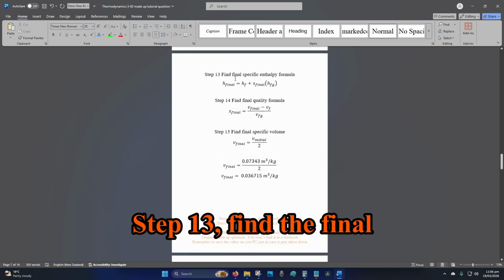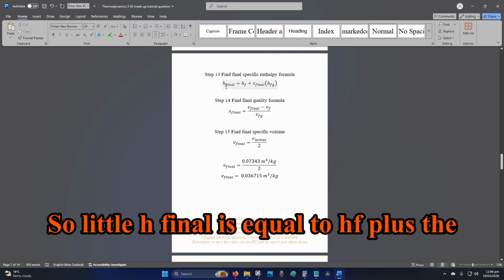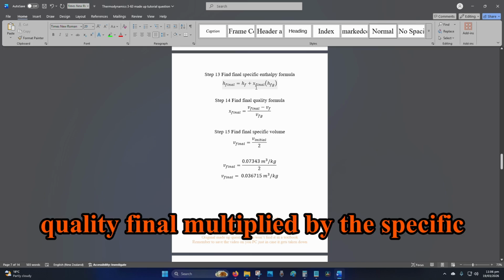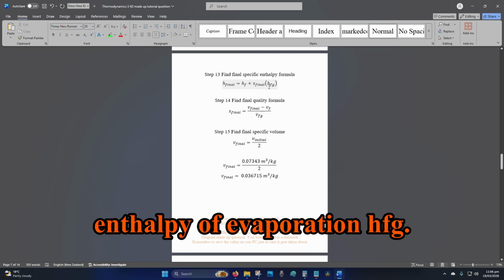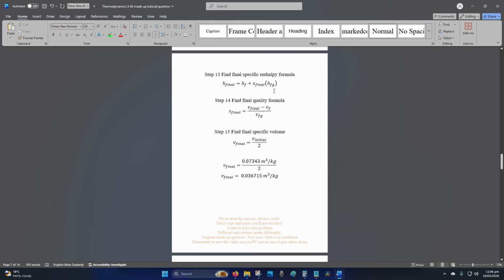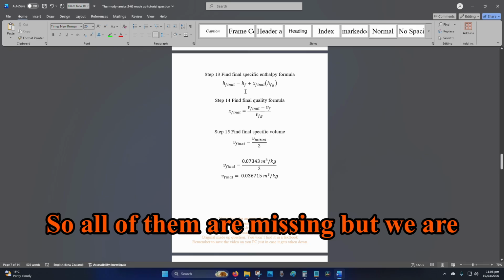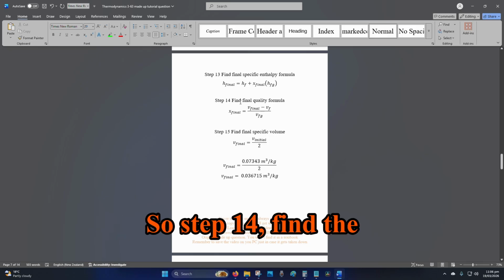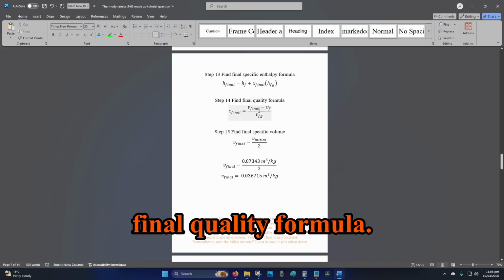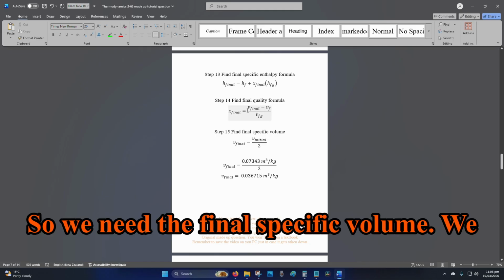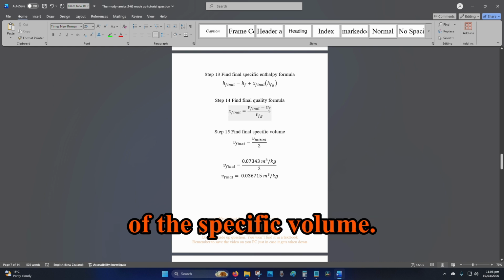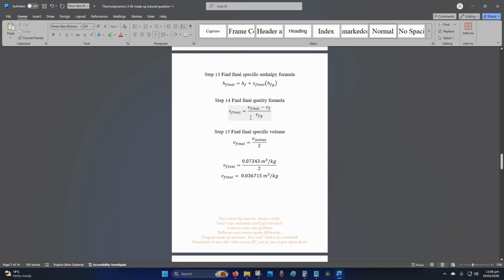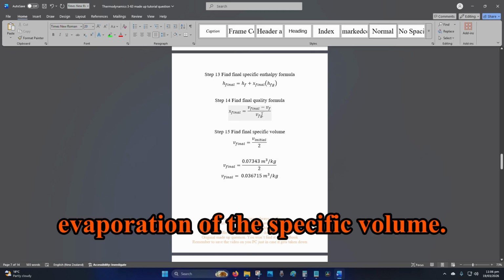Step 13, find the final specific enthalpy formula. So little h final is equal to HF plus the quality final multiplied by the specific enthalpy of evaporation, HFG. So all of them are missing, but we're going to find the quality first. So step 14, find the final quality formula. So we need the final specific volume. We need the saturated fluid of the specific volume, and we need the evaporation of the specific volume.